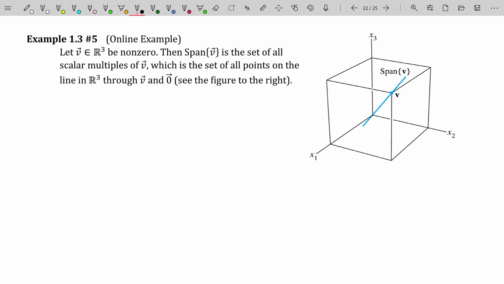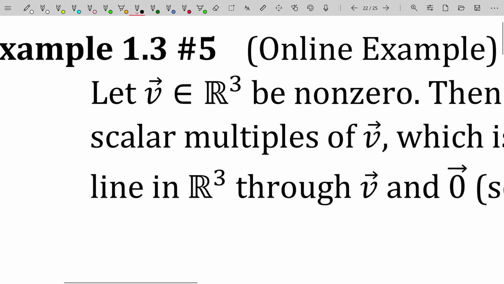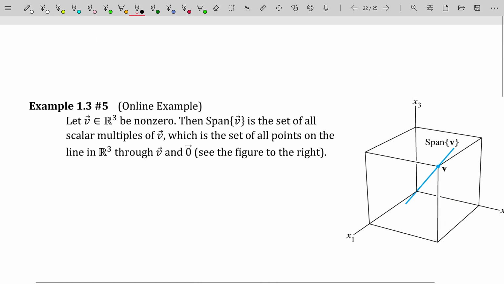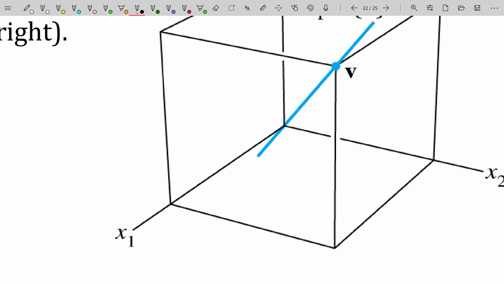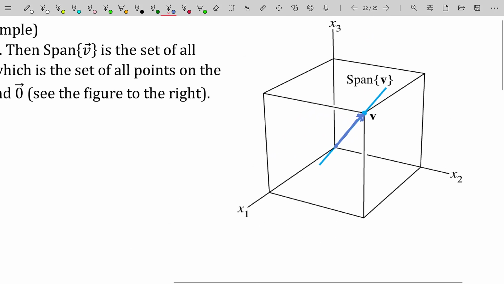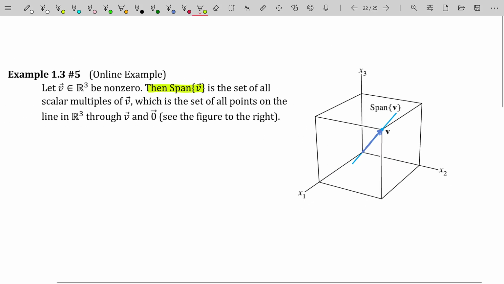go through the origin. So if we let v be a non-zero vector in R cubed, which is this blue vector right here, I tried my best to highlight that vector a little bit. That'll be v. Well, any scalar multiple of that just extends or compresses or reflects v, but it still goes through the origin. So the span of v is the set of all scalar multiples of that vector v, which is the set of all points on the line in R cubed going through the vector v and the origin. So it's a very fast way to create a line in any space that you're working in. Just create the span of a single vector.